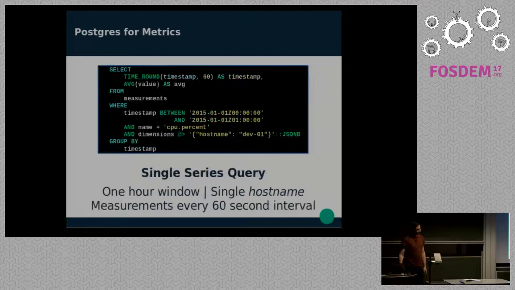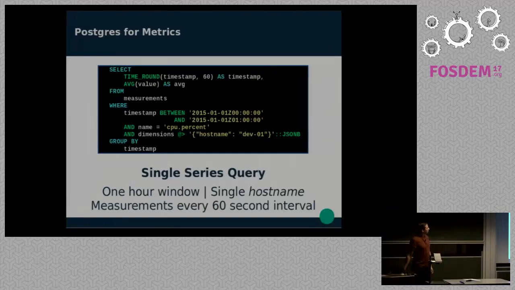This is a query we might run to get a single series out of the system. I've got a function there that rounds a timestamp to the nearest number of seconds you pass it. There's not a Postgres built-in, but it's very easy to write. You can find examples of it all over the place. And so we often want to say, give me all the values between this particular time range for this series. And we might also want to say, make sure it matches these dimensions. So we get that single series of CPU time for host dev01.